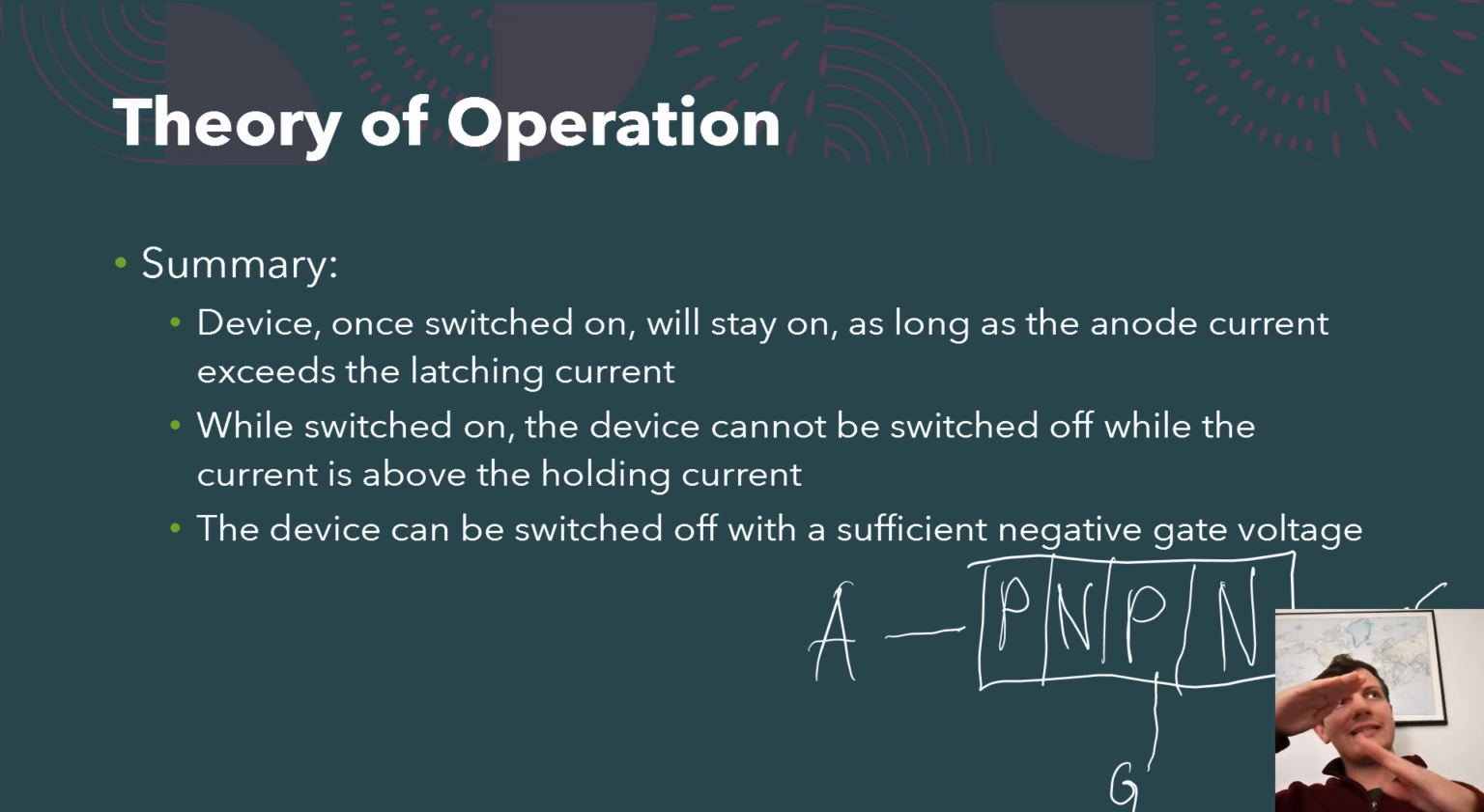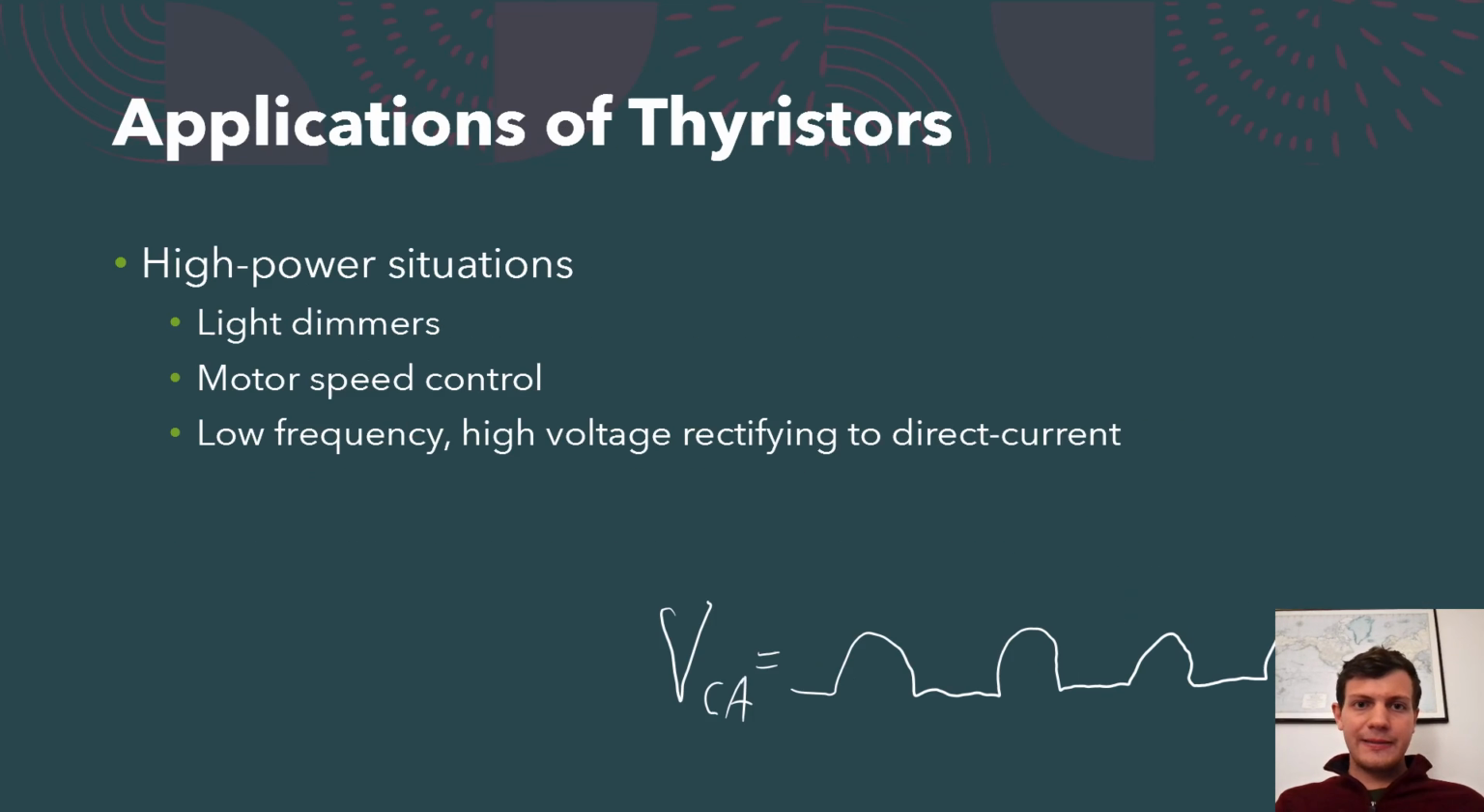So the latching current is a minimum threshold for turning it on, but once it's on, it'll stay on as long as the current does not dip below the holding current. And to switch the device off, you can turn it off with a sufficient negative voltage at the gate, but this isn't a reliable form of it, and it's not part of the bistable operation of the device.